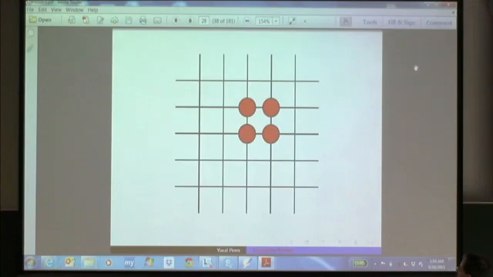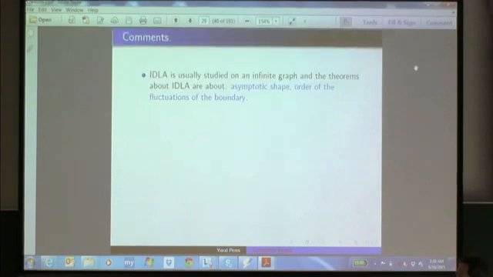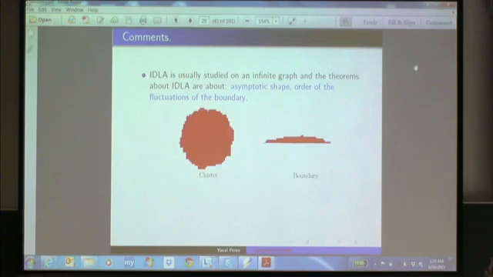This is just 4 steps of that. It's usually studied on an infinite graph, like an infinite lattice, and then the interesting questions are what is the asymptotic shape and the fluctuations at the boundary. Here is how a typical cluster would look after a short time, and this is a zoom on a piece of the boundary.